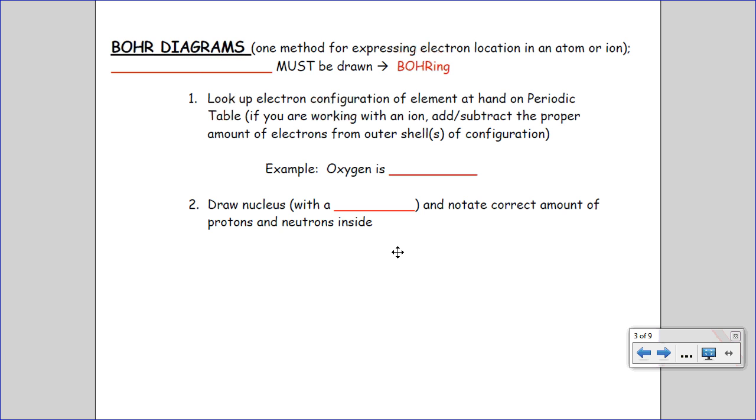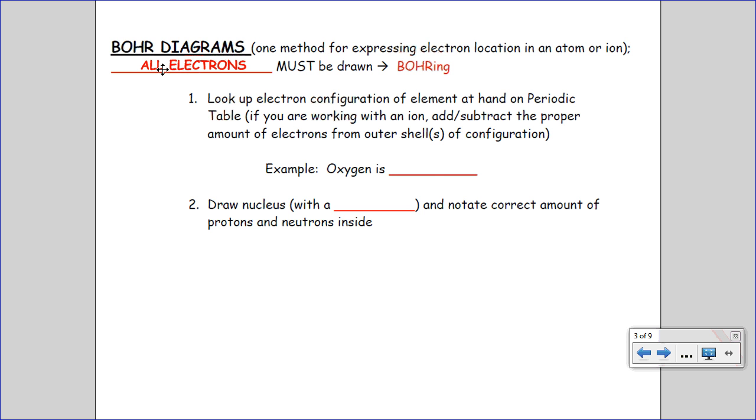So let's talk about Bohr diagrams. It's one method for expressing electron location in an atom or ion. All the electrons must be drawn. It's called a Bohr ring. So you put all the electrons on the ring around the Bohr diagram, Bohr ring. Get it? Haha. So what you've got to do is look up an electron configuration for the element on the periodic table. And you've got to work from there.